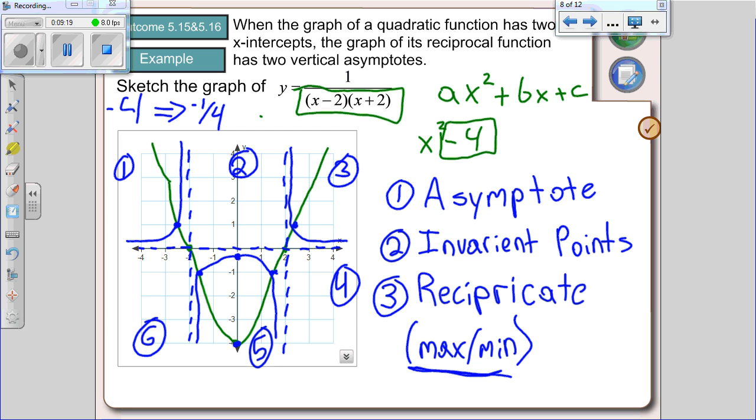Section 6, is there anything that we need to reciprocate? No, there's not. So we're done. Your blue graph, that's your reciprocal function. That's this entire thing.